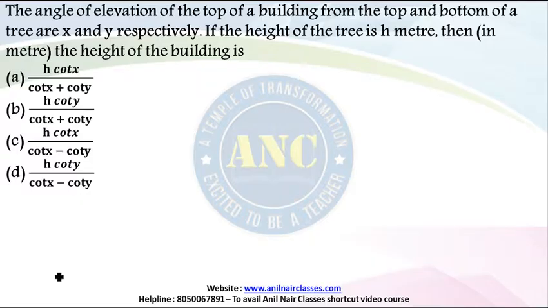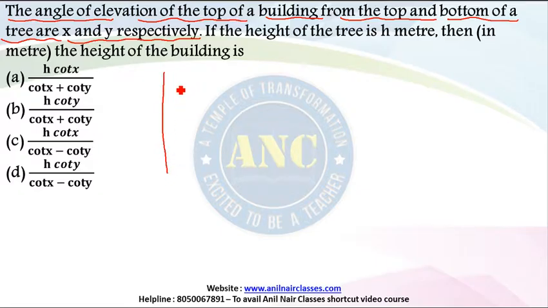Now see question number 14. Let us solve this very beautiful question. Let us first read the question, understand it and then solve it. The angle of elevation of the top of a building from the top and bottom of a tree are x and y respectively. That means there is a building. I will call this building AD.